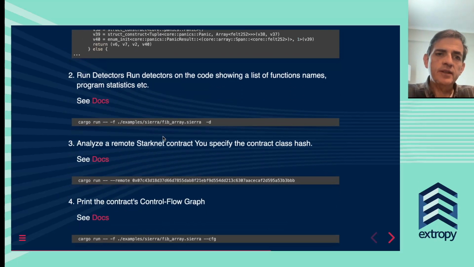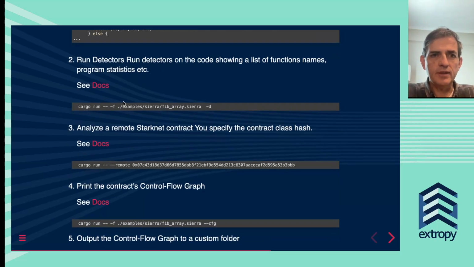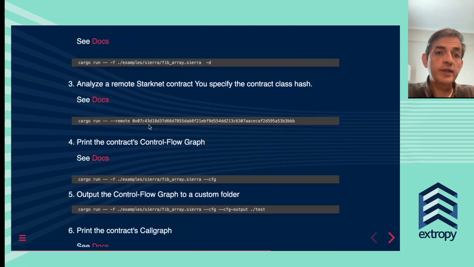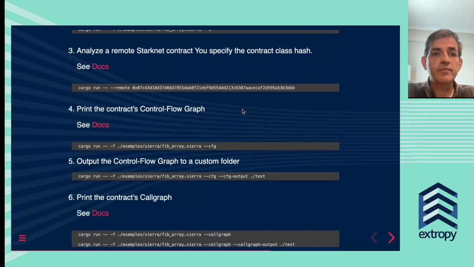The main purpose we would want it for is to run the detectors. You've got examples of the commands here, and I've got links there to the documentation. We can also analyze a remote contract. To do that, you need to specify the contract class, as you can see there.